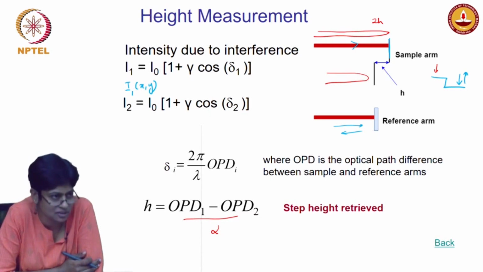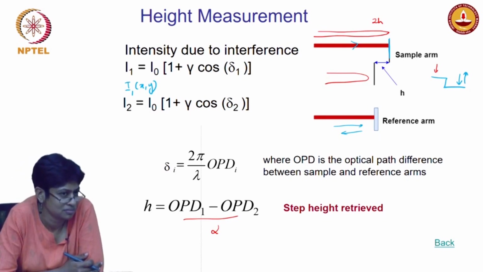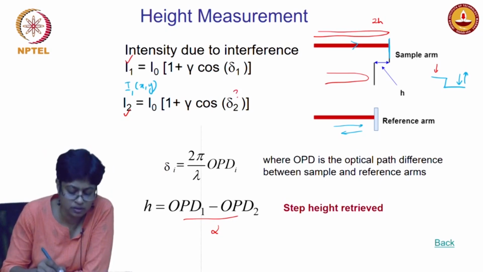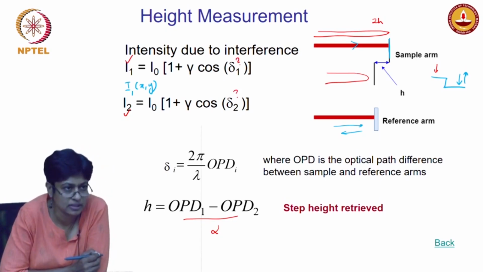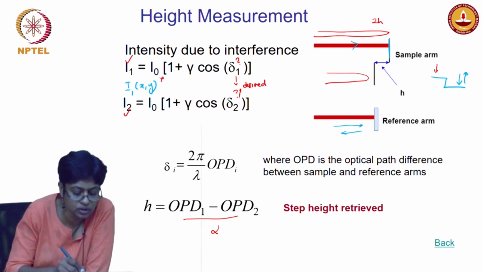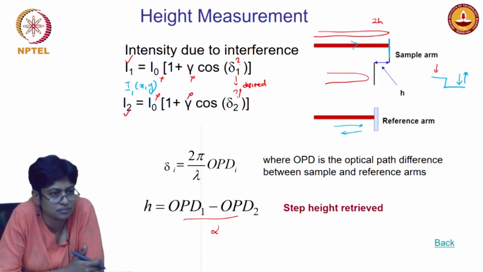Now, the problem is I have this intensity I1, the distribution, I have I2, I want the deltas, but I don't know I0 and I don't know gamma. Can you think of some way we could solve this? I have this as known, I want this, these are desired, right. But I don't know this, I don't know this, I don't know this. Is there any way to solve this?